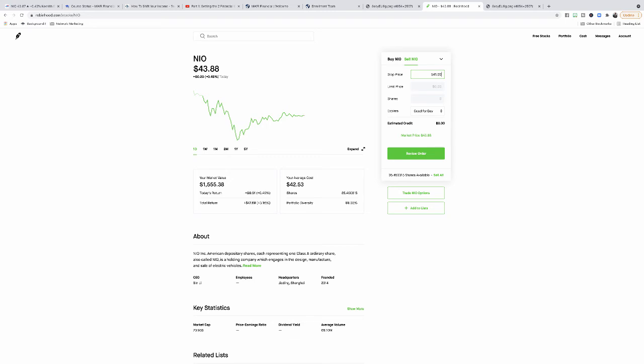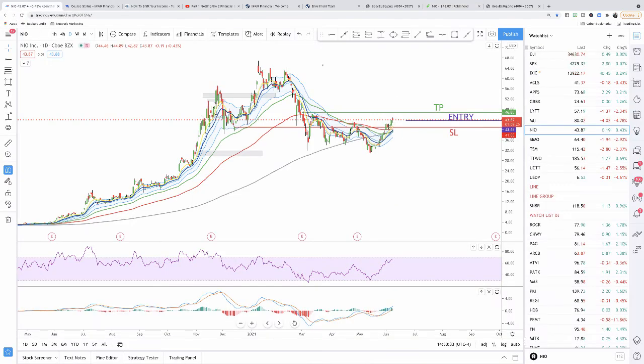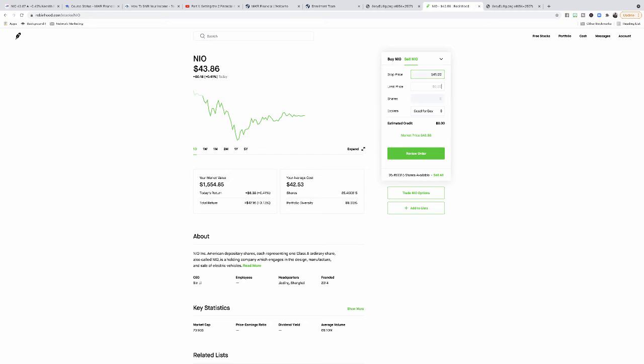So now let's go back to our take profit. Where do I want to take profit? So let's go back over to our chart. My take profit is 46.80. See that? 46.80. So let's go back over to Robinhood. I'm going to put in 46.80.